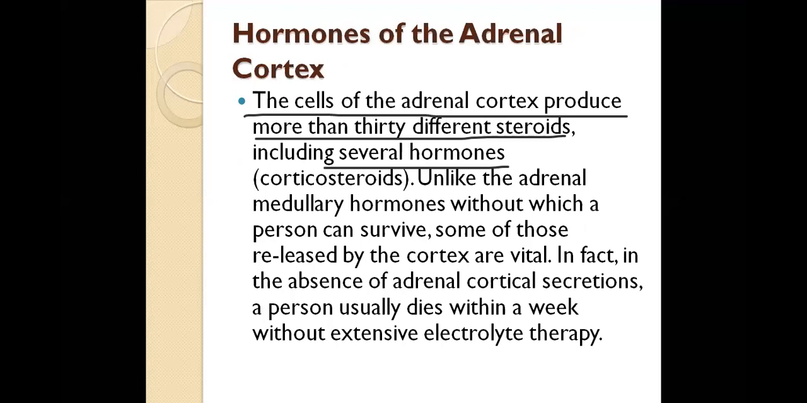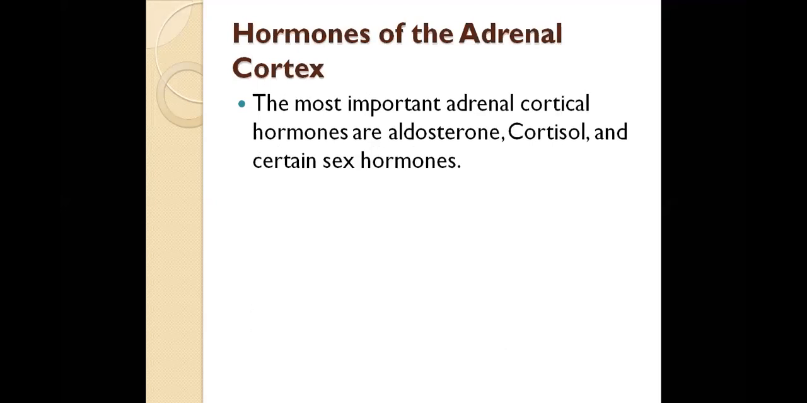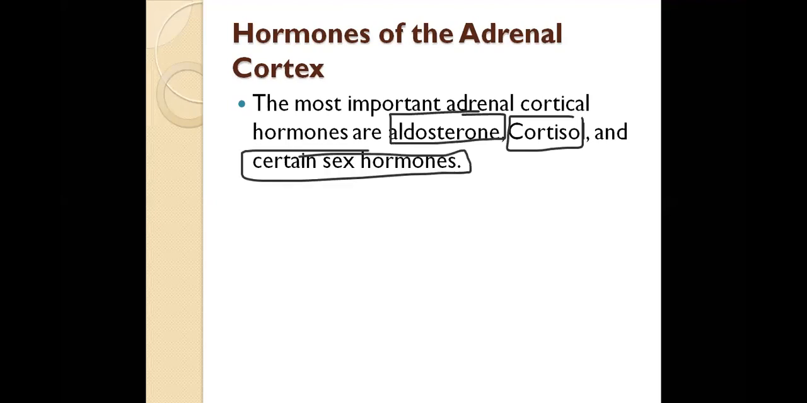Unlike the adrenal medullary hormones, without which a person can survive, because we have the alternate sympathetic nervous system, isn't it? Some of those released by the cortex are vital and may kill the human if you remove the adrenal cortex. In fact, without adrenal cortex secretions, a person usually dies within a week without extensive electrolyte therapy. That means aldosterone of the adrenal cortex maintains the salt balance, and corticosteroids maintain the sugar balance, as I said, 4S gland. The most important adrenal cortical hormones are aldosterone, cortisol, and certain sex hormones like androgens and estrogens. Okay.